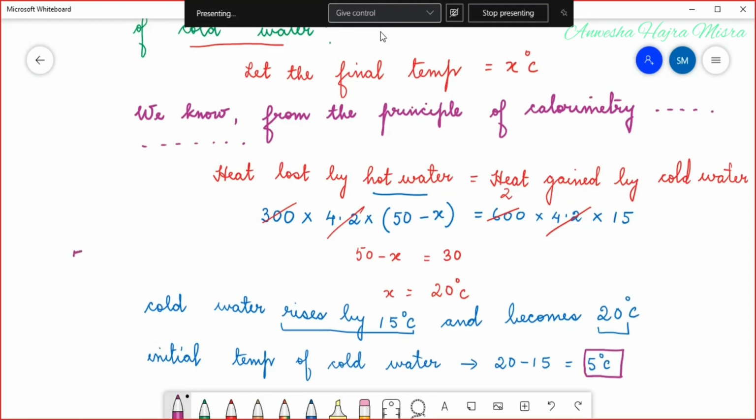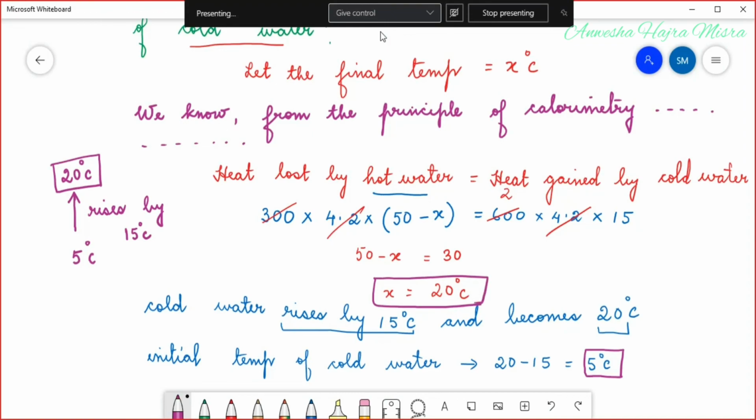Because if it was at 5 degrees Celsius, it rises by 15 degrees Celsius, so the final temperature becomes 20 degrees Celsius. So if the final temperature is 20, which we have got, the initial temperature would have been 5. So in this way, we can solve the numericals of the first part of the chapter.